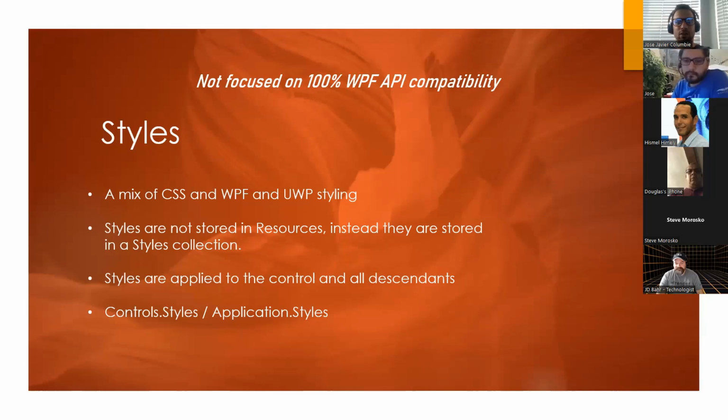One thing that is different in WPF and Avalonia is styles. We were discussing the quote from Hanselman. Styles, the first thing, they have a mix of CSS and WPF and UWP styling. Xamarin Forms also has CSS in its mix, but the styles are not stored in resources. They have a style collection that the control and the application have. And if the styles are applied to that control, that style ripples through all the descendants. So it's a different approach, and I think it is even cleaner than the approach that we have in WPF.